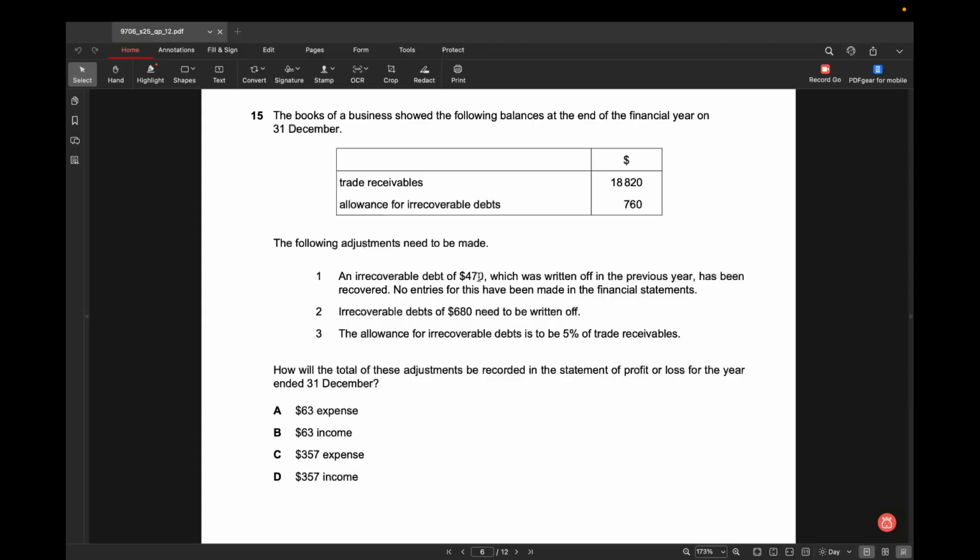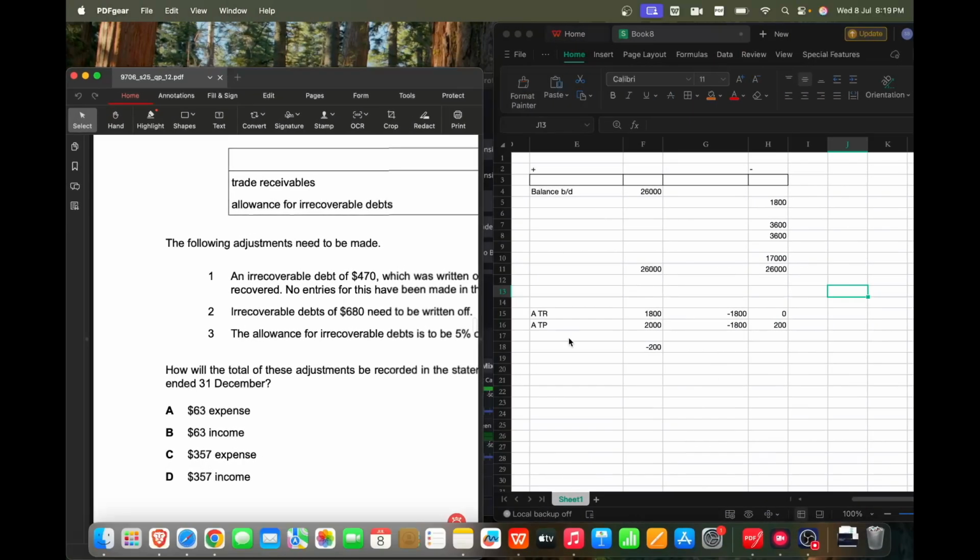So there's a 470 irrecoverable debt. We wrote it off last year. Now this is recovered. So this entry is not made. Number 2, an irrecoverable debt of 680 needs to be written off. So this year the irrecoverable debt would be 680. That needs to be taken into consideration. And number 3, the allowance for irrecoverable debt is to be 5% of trade receivable. So this is the irrecoverable debt. This actually happened and we are creating an allowance which is the 5%. Okay. Now let's do the calculation for this.